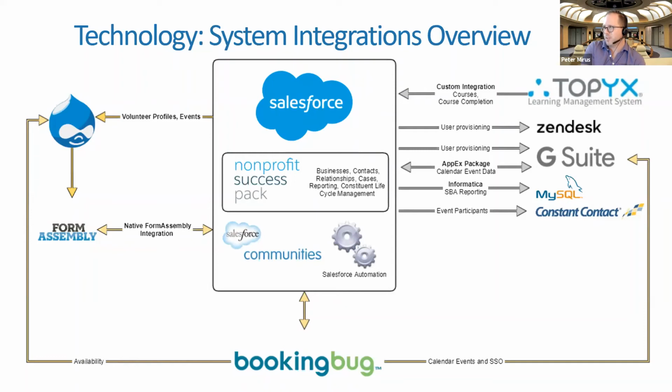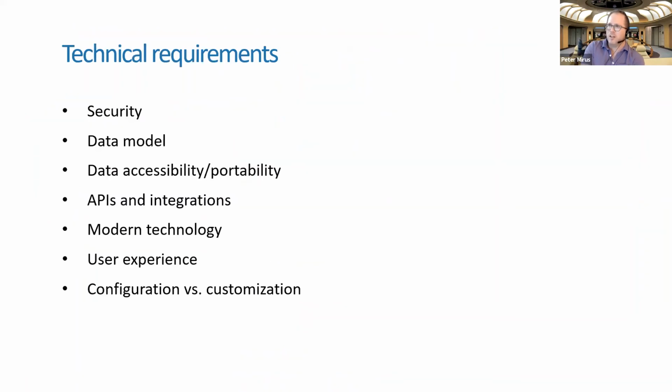But for each particular system that you see here, as well as across systems, there are a variety of different technical requirements that your organization should be taking into consideration and then talking to vendors about during the course of the selection. And they range from the security, to how the data model is structured inside of the product that you're selecting. Is it sufficiently relational to allow for the kind of reporting that you want?